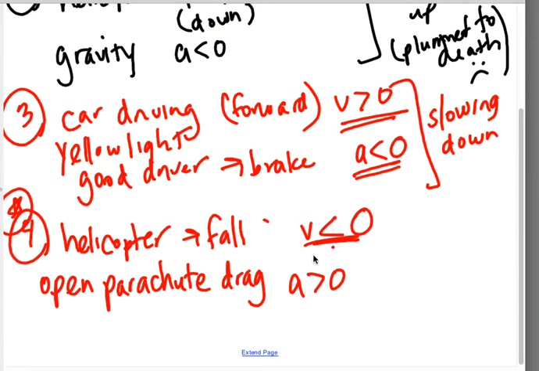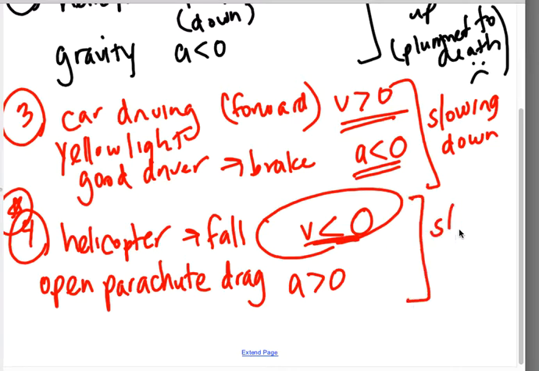So your velocity is still negative. You never actually start moving upward with a parachute. That's not how it works. It's just that the drag from the parachute changes your acceleration so it's positive, and sure enough, you're slowing down so you're no longer plummeting to your death, okay?